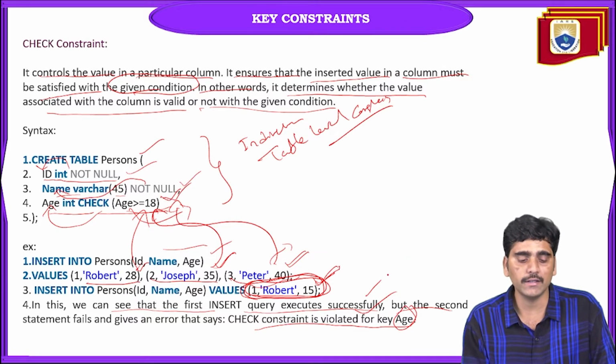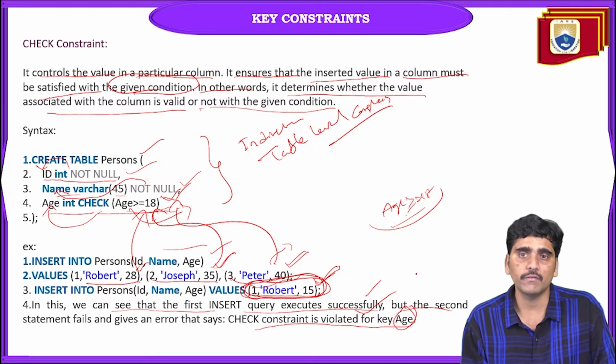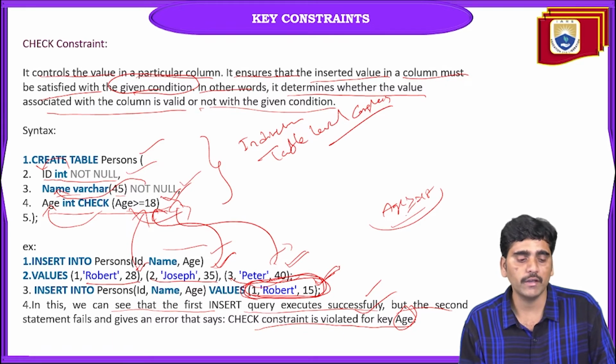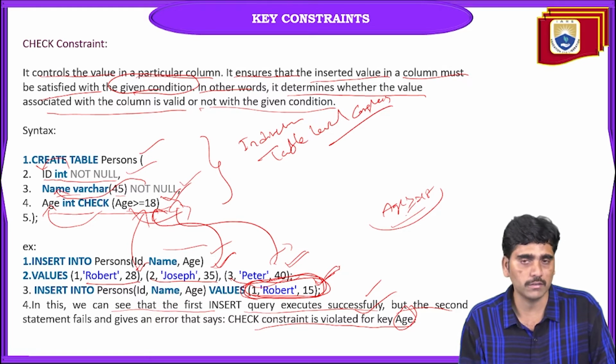So the age column is violating the condition. That's why you can only enter values where age is greater than or equal to 18. Only with this condition are you allowed to enter the values. Only after this condition is satisfied will the values be inserted. Right. So this is the way you can understand check constraints. You are applying conditions to enter values for the columns. You can apply these check constraints not only for the age, you can apply them for the name also.